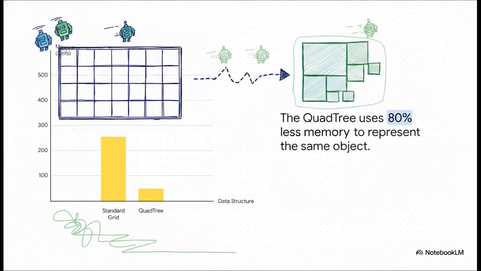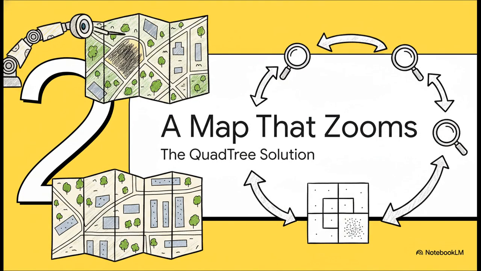And this is where your jaw kinda drops. That standard grid needs 256 cells to store the shape. The QuadTree does the exact same job with just 49. That's an 80% reduction in memory. We're talking about the difference between a map that would totally cripple your robot and one that's incredibly lightweight and fast. So, how in the world does the QuadTree pull off this incredible trick?